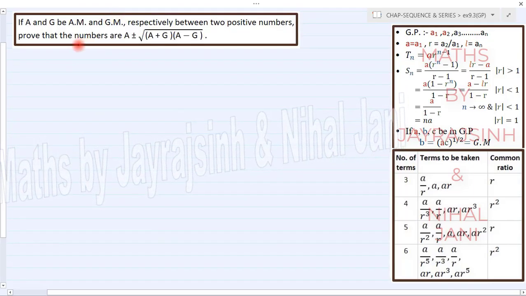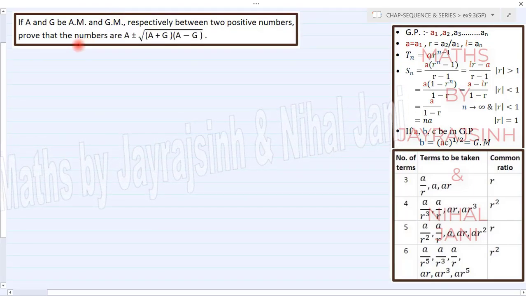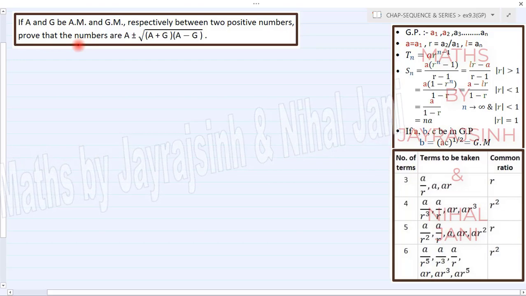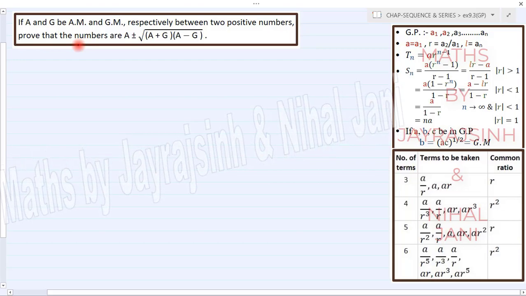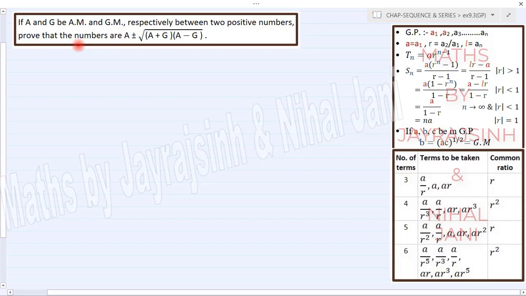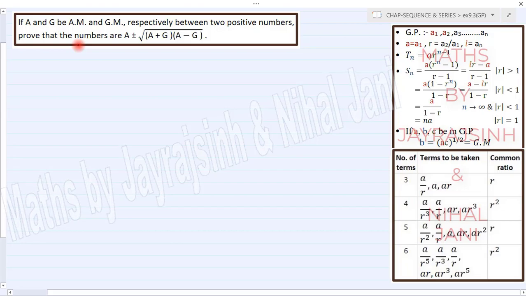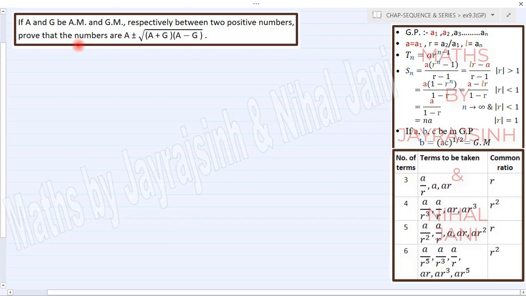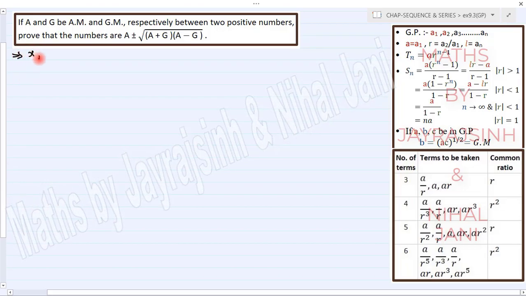In this question, it is given that capital A and G are the arithmetical mean and geometrical mean respectively between two positive numbers, and we have to prove that the numbers are A plus or minus under root of (A plus G) into (A minus G). So let's assume that our two numbers are x and y respectively.